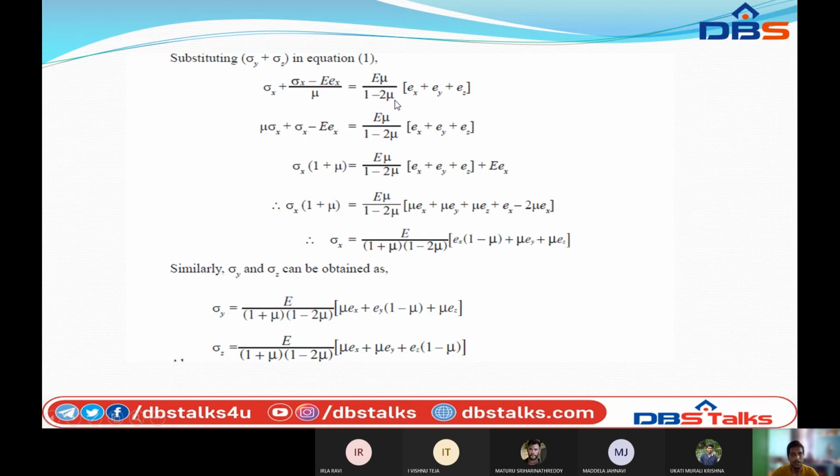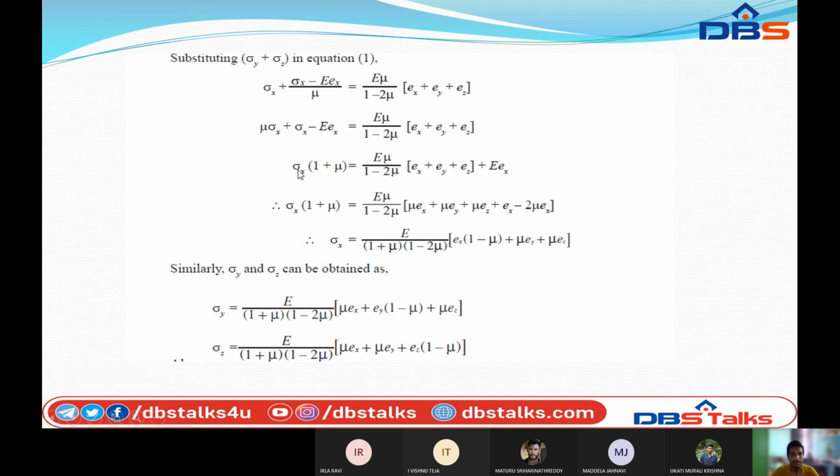E mu by 1 minus 2 mu times Ex plus Ey plus Ez. After that, I'm multiplying by mu: mu into sigma x plus sigma x minus E Ex equals E mu by 1 minus 2 mu into Ex plus Ey plus Ez. These are the strain components in all directions x, y, z.